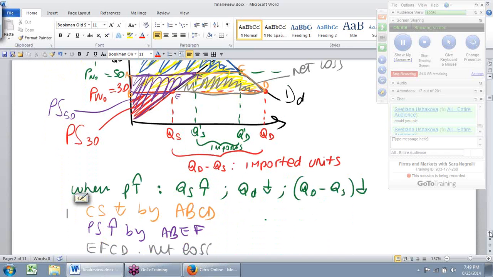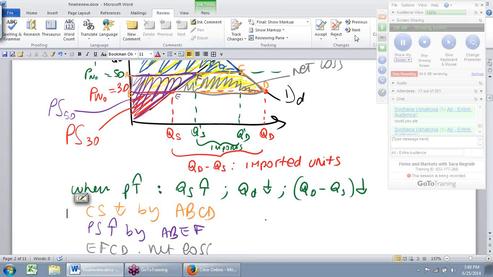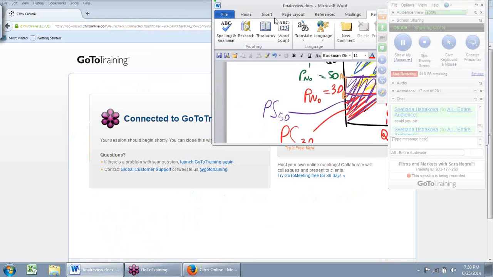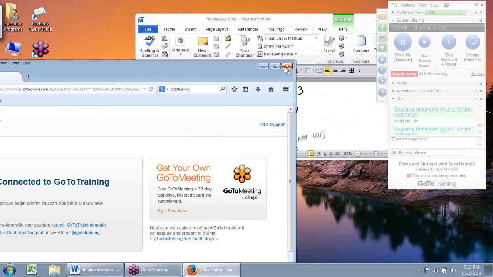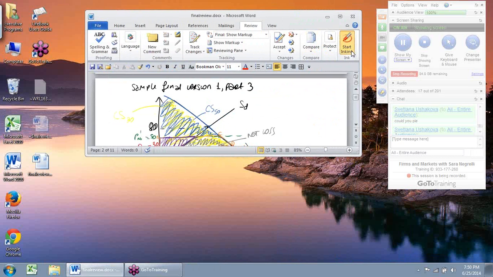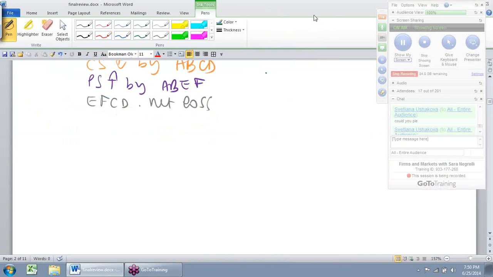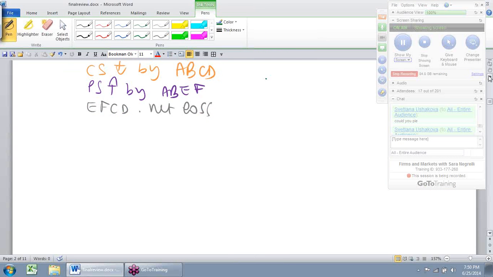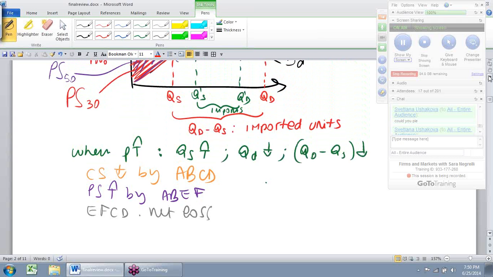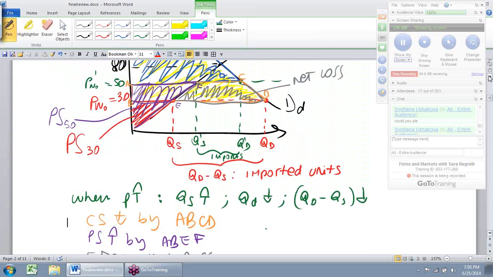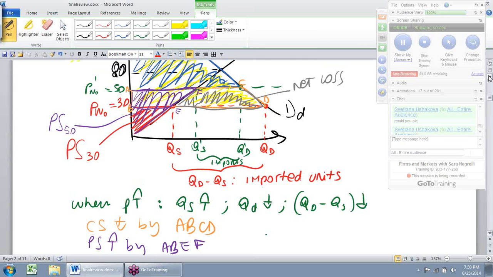So let's go to part B. Here again what we showed is that there is a net loss, because the producer surplus increases, but not enough to cover the decrease in the consumer surplus. So now let's go to part B.